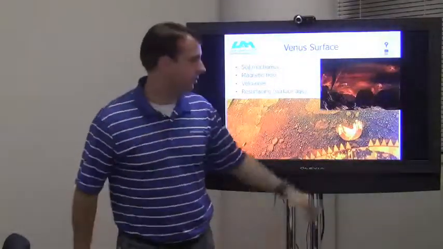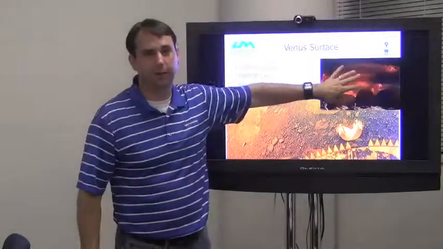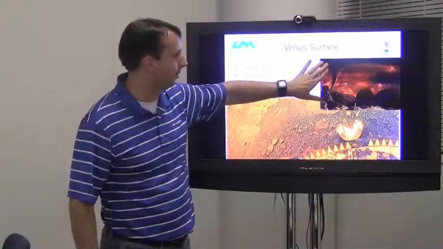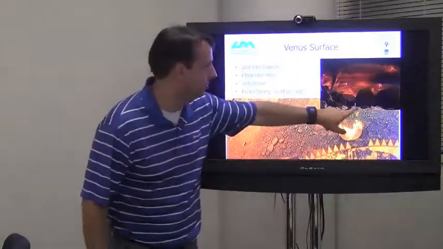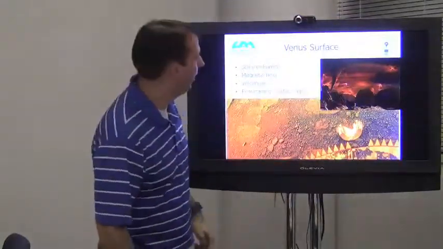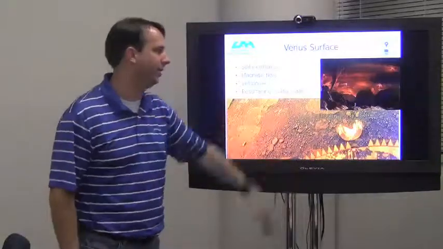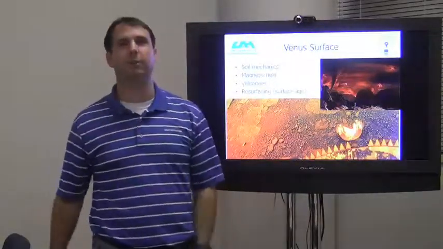The surface of Venus, this is an artist's rendering, a really, really scary artist rendering of Venus. There's an astronaut in the middle of it. I don't know why they're there, but I just like the picture because it's kind of scary looking. I think of Venus as very scary.